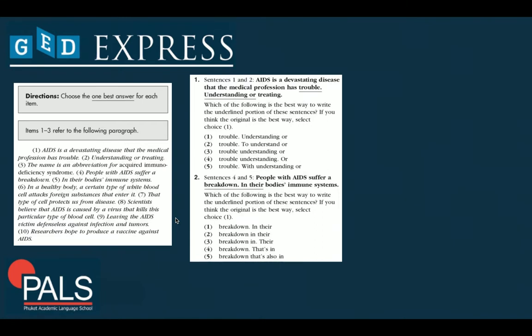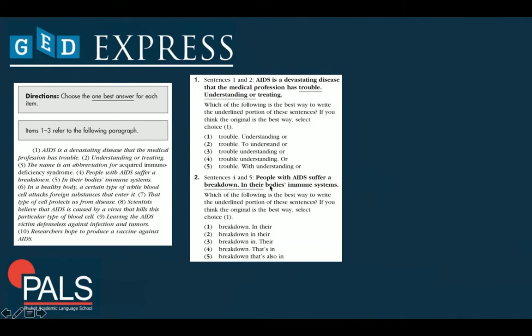If your answer is number 3, then you are absolutely correct. Why? Because the period is not necessary there. AIDS is a devastating disease that the medical profession has trouble what? And then you begin the next sentence with understanding or treating. It just doesn't make sense at all, and the sentence actually stops there again. So it's not a sentence, it's a part of a sentence that needs completion. It's a fragment. That's what it is. So the answer is number 3, because AIDS is a devastating disease that the medical profession has trouble understanding or treating. Removing the period corrects the fragment by attaching it to the rest of a complete sentence. The other choices create different fragments.